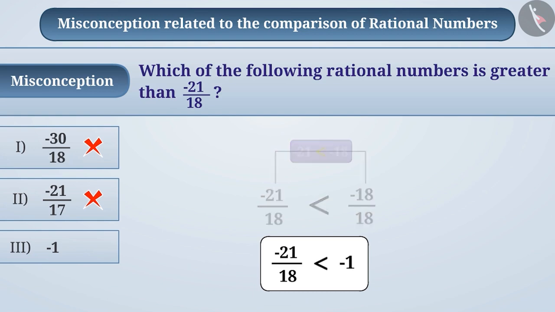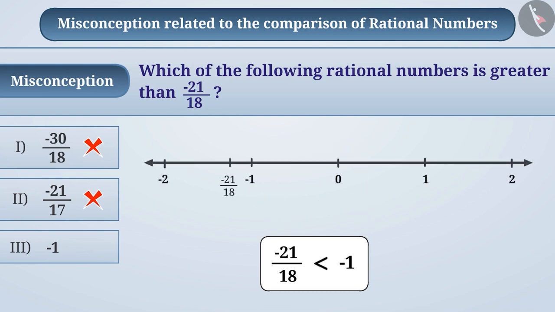If we represent -21/18 on the number line, then we can see that -21/18 is to the left of -1. Therefore, the correct answer to the question is option 3.